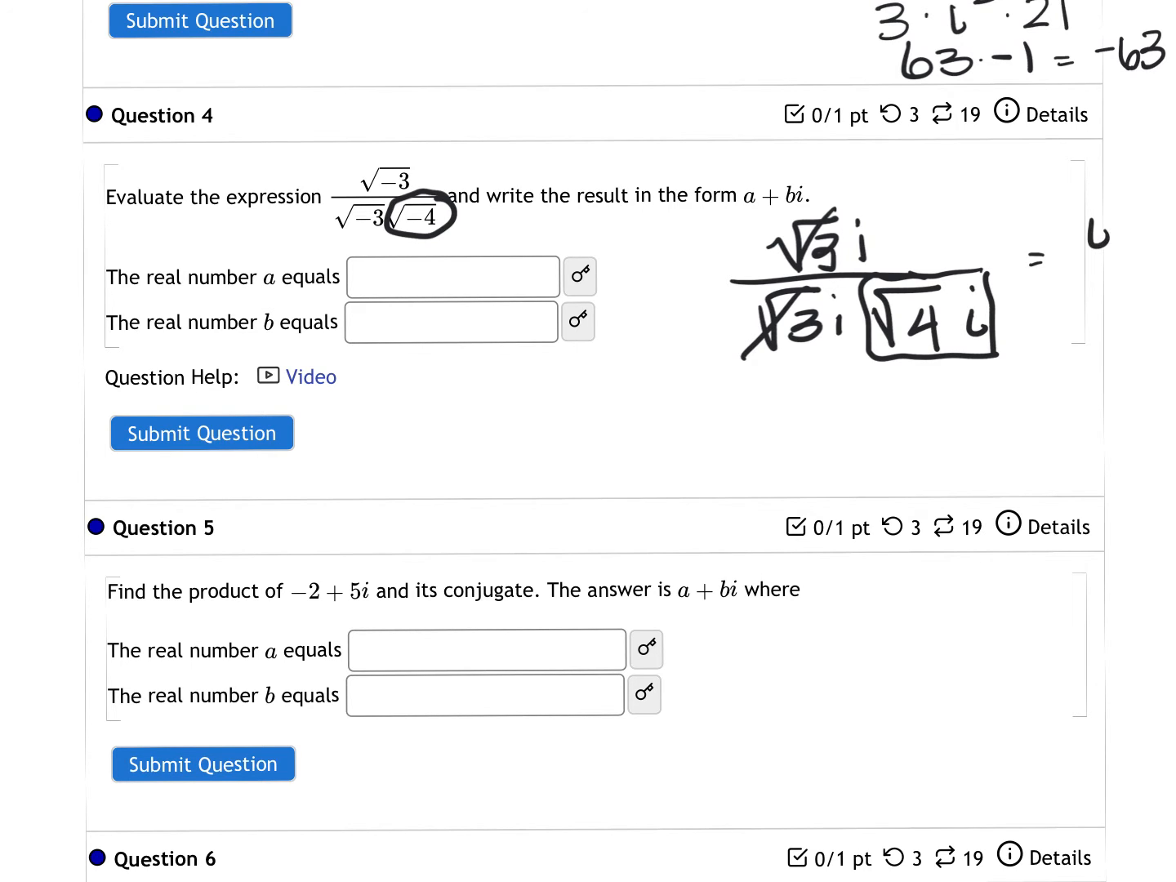So this is i over 2i squared. And this is i over negative 2. So the real part is 0. And this is negative 1/2 i. And b is negative 1/2.